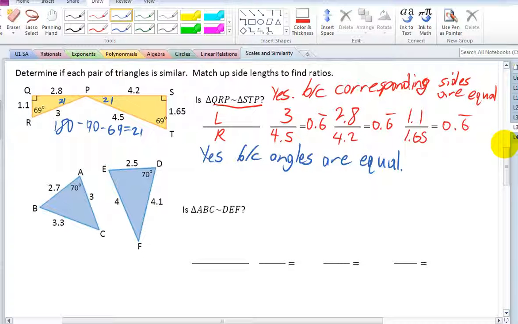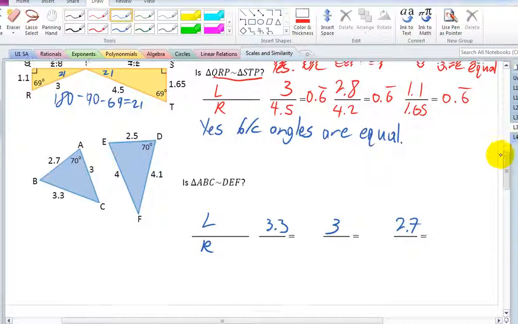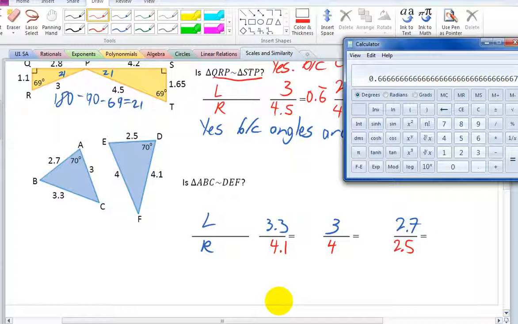Which triangle do you want on the top of your fractions, left or right? Okay. Right on the bottom. Doesn't really matter, you just got to pick one, okay? So for the left triangle, let's go 3.3, 3, 2.7. Now match up the sizes for the bottom, please. Use your calculator to find the ratios.